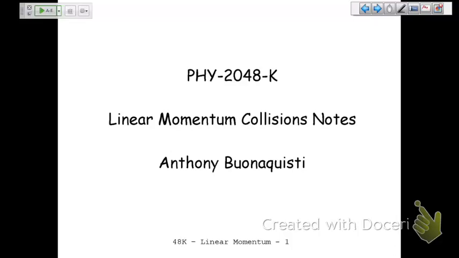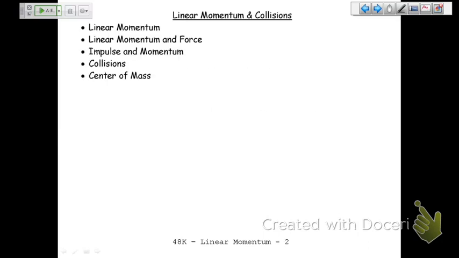So welcome. This is linear momentum and collisions, and we touched on this last time. We recognize that if we want something to be consistent from the beginning of a collision to the end of a collision, we've got to look around for it. And what we came up with was momentum, this mass times velocity.